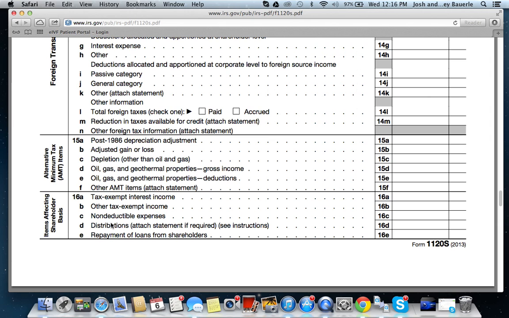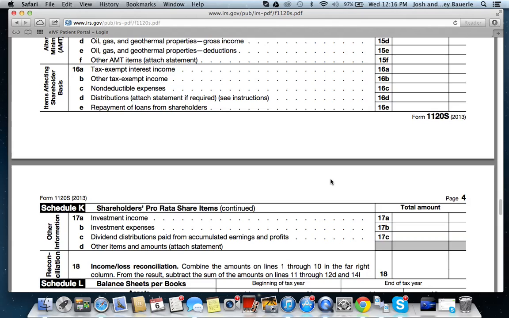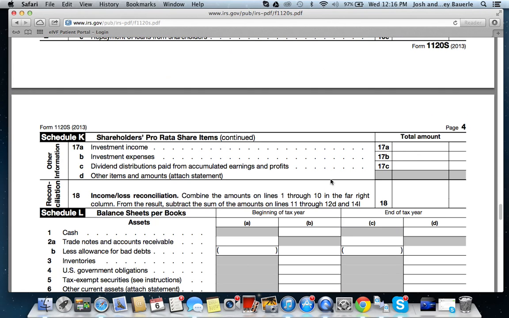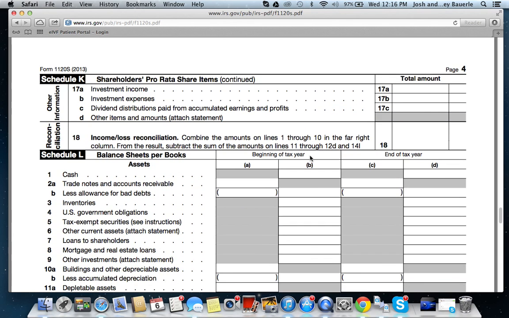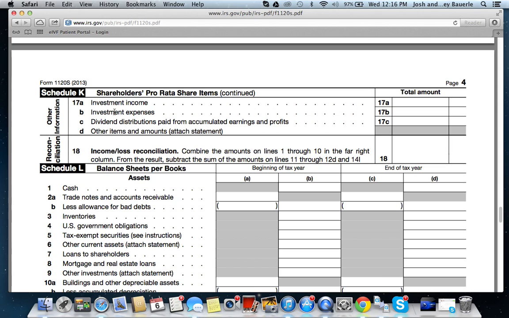Distributions, so money you took out of the company, not counting your payroll. Okay, so we said you paid yourself $40,000 a year. If you took another $20,000 out of the company, those would be considered distributions. Repayment of loans from shareholders. So if you issued yourself a loan from the company and you repaid it, going to go on line 16E. Shareholders pro rata share. Okay, so we're going to get to Schedule L here. So let's do Schedule K first.